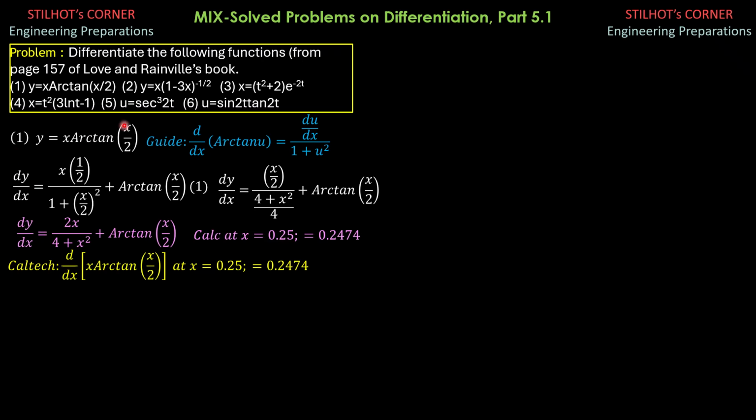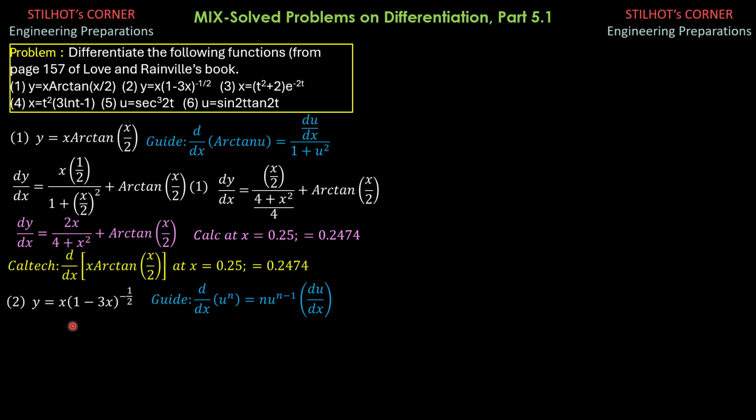So next is problem 2. y is x times quantity 1 minus 3x to the negative 1/2. The guide would be the derivative power formula: the derivative of u to the n is equal to n u to the n minus 1 du dx, where x is the independent variable. So this is the derivative of a product again.